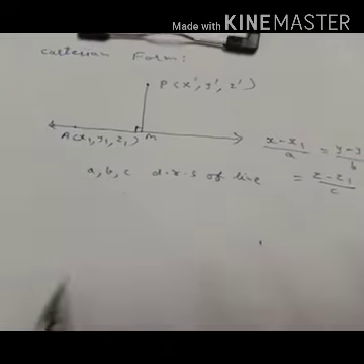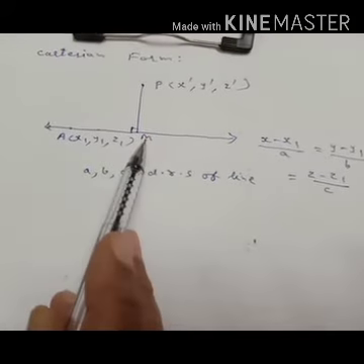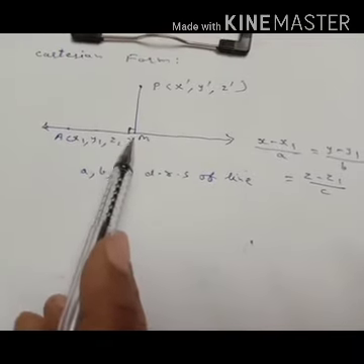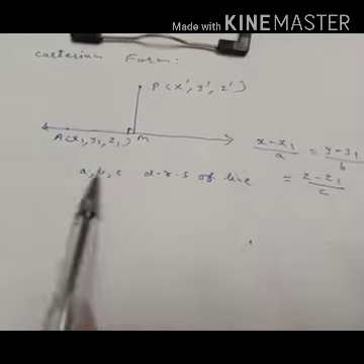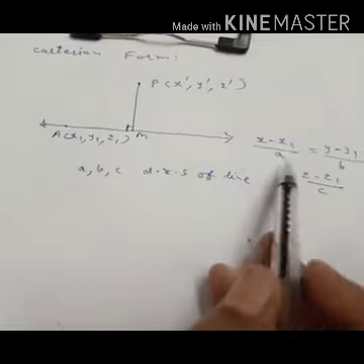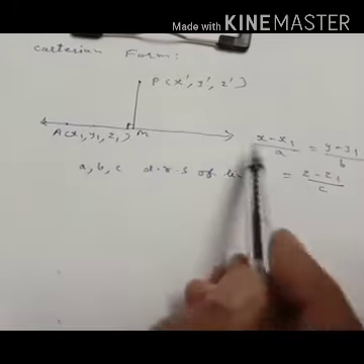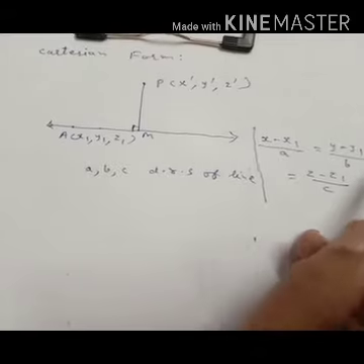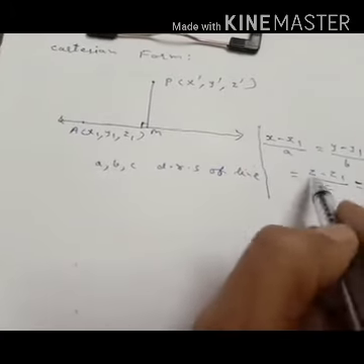Suppose it cuts the line at point M. So M is the foot of the perpendicular, and PM is the distance between the point and the line. Now here is the equation of the line in Cartesian form. These three ratios are equal.